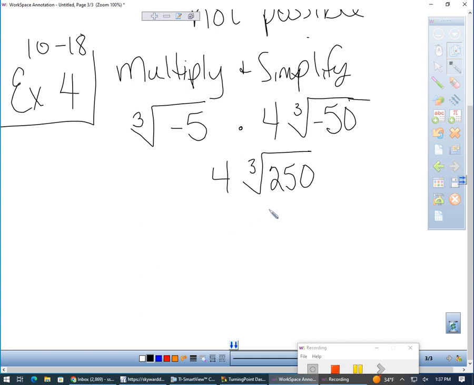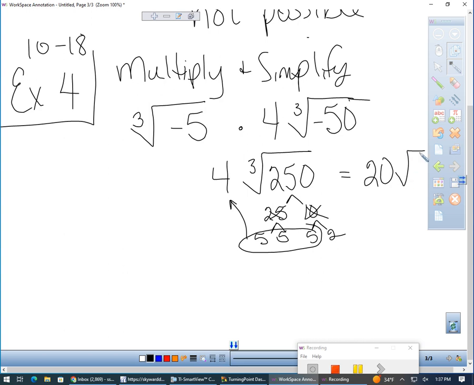Now we're going to break that down. 250 is 25 times 10. 25 is 5 times 5, and 10 is 5 times 2. What can come out? The 5s, very good. And I'm going to multiply with my 4 on the outside. So I get 20 cube root, and again I have to have my 3 there. What's left at home? 2, very good.